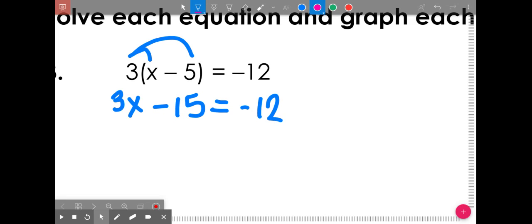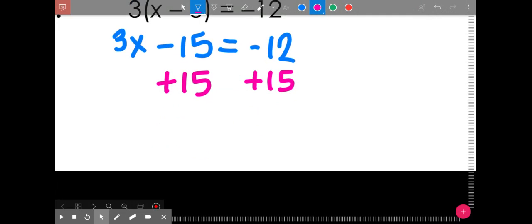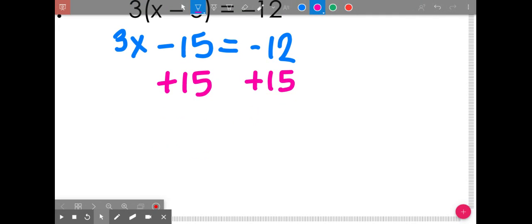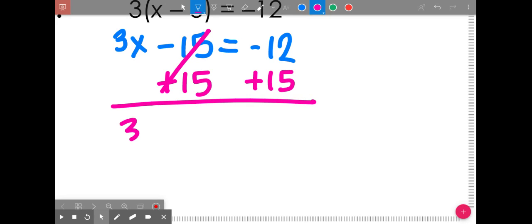Now I'm trying to get x alone to find out what it is. So I want to add 15 to both sides. I'm trying to get x alone over there. So the negative 15, I'm getting rid of it. A negative 15 and a positive 15 cancel. That gives me 3x equals 3.